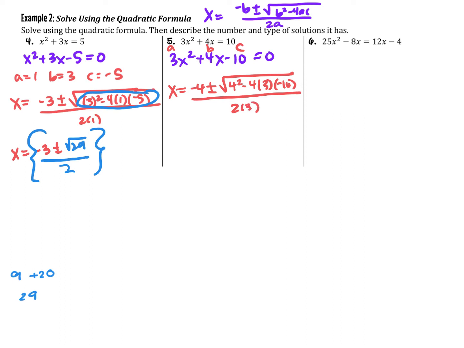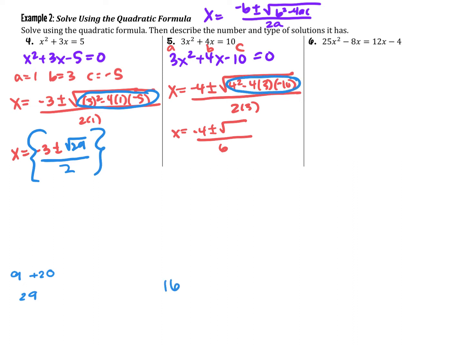And I really want to see this step where you're writing everything out plugged in before you do any simplification. Because then if you make a mistake, if you multiply wrong, if you subtract wrong, I know where your mistake was because you set it up correctly. So again, I'm going to deal with my discriminant off to the side or down below.